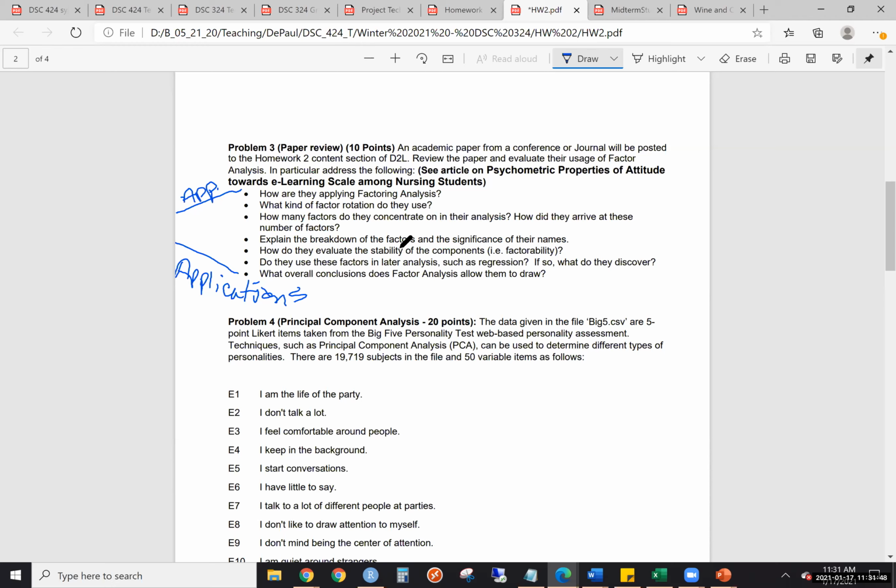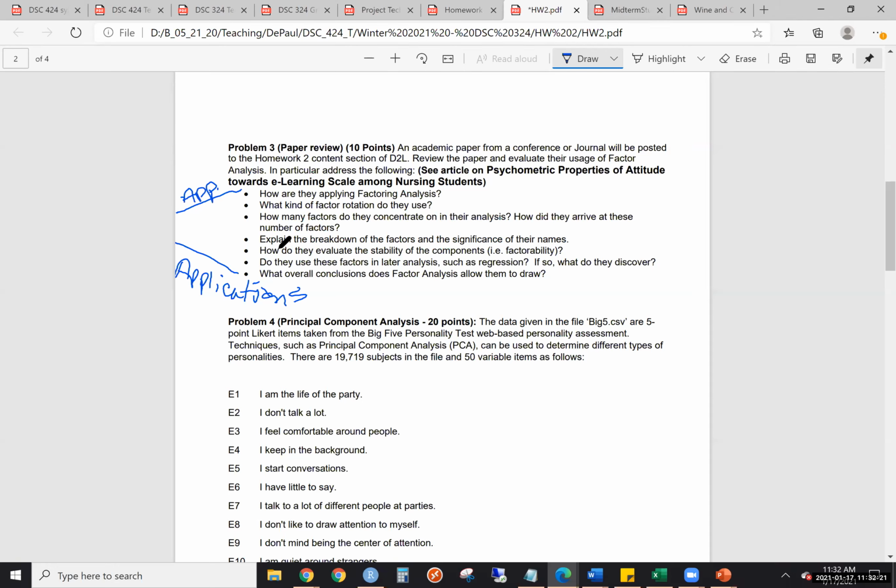Question 4 is explain the breakdown of the factors and the significance of their names. This is the one area where I'll actually allow you to do a screenshot of the table, but don't just give me a screenshot of the table. Make sure that you also explain what you're seeing in the screenshot. So are these accurate names? First of all, are the principal components or the factors in this case having names? And do those names make sense for the variables that make up these factors?